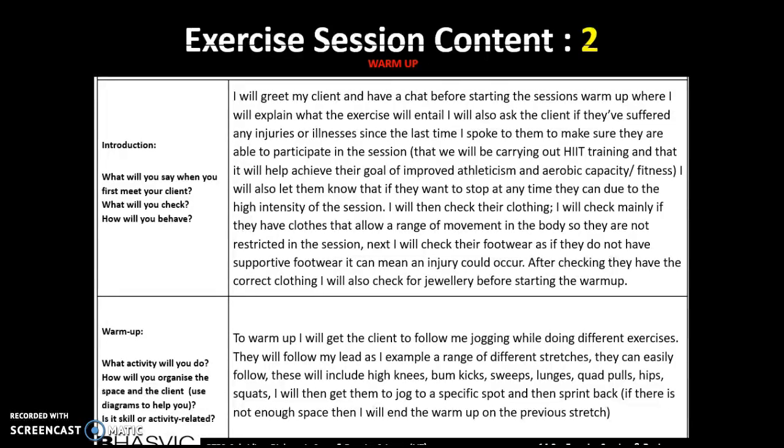So this is the warm-up. To warm up, I'll get the client to follow me jogging while doing different exercises. They'll follow my lead as I demonstrate a range of different stretches they can easily follow. These will include high knees, bum kicks, sweeps, lunges, quad pulls, hips, squats. I will then get them to jog to a specific spot and then sprint back. If there is not enough space, then I'll end the warm-up on the previous stretch.